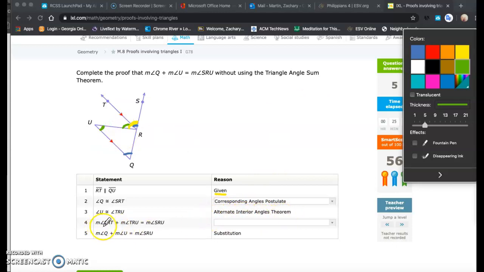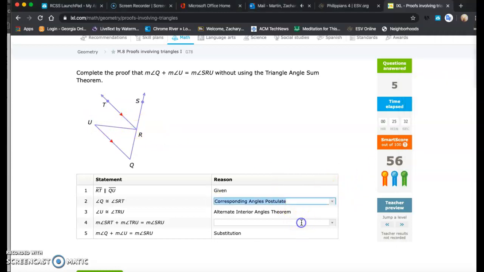Now the measure of angle SRT, that's in blue, plus the measure of angle TRU, that's green, is equal to the measure of angle SRU in yellow. So blue plus green equals yellow. Well, that sounds a lot like our angle addition.